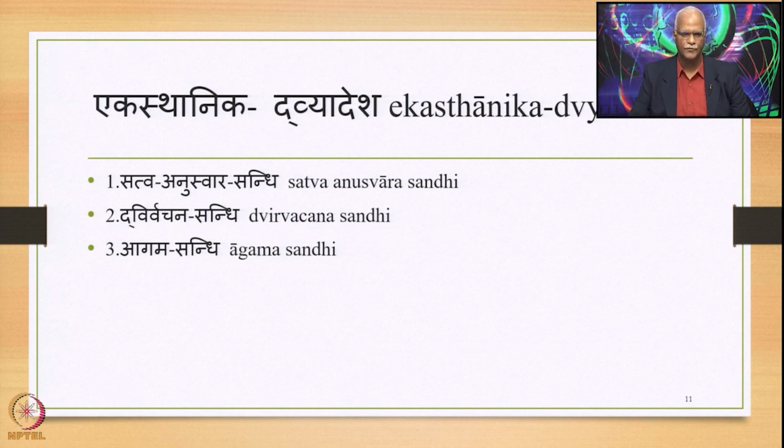We dealt with Dvirvachana Sandhi first and Agama Sandhi then, and finally in the previous lecture we also studied the Sattva Anuswara Sandhi. Where we have seen that one substituent gets replaced by two substitutes. In case of Agamas, we applied the principle that Anagamakas are the substituents and Sagamaka Shabdas are the substitutes. Anagamakanam Sagamaka Adeshaha.